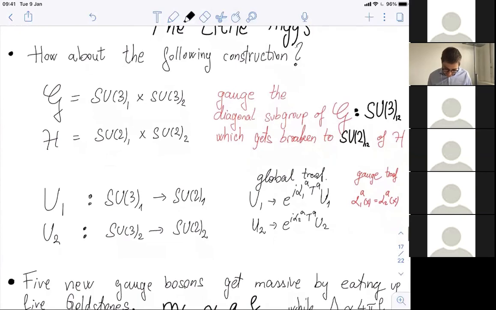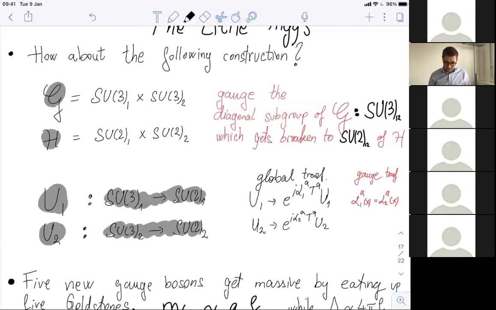So the idea is as follows. G, the global group of the strong sector, is the product of two copies of the original problem. So there will be SU3 times SU3, and it's broken spontaneously to SU2 times SU2. So you can think of the previous example just doubled. We have a U1 field for the first G on H and a U2 field for the second G on H. There's SU3 to SU2, but there are two copies and two Goldstone fields. That is the strong sector. This is given to us by some strong dynamics, whose details we don't know, but that's the global structure.